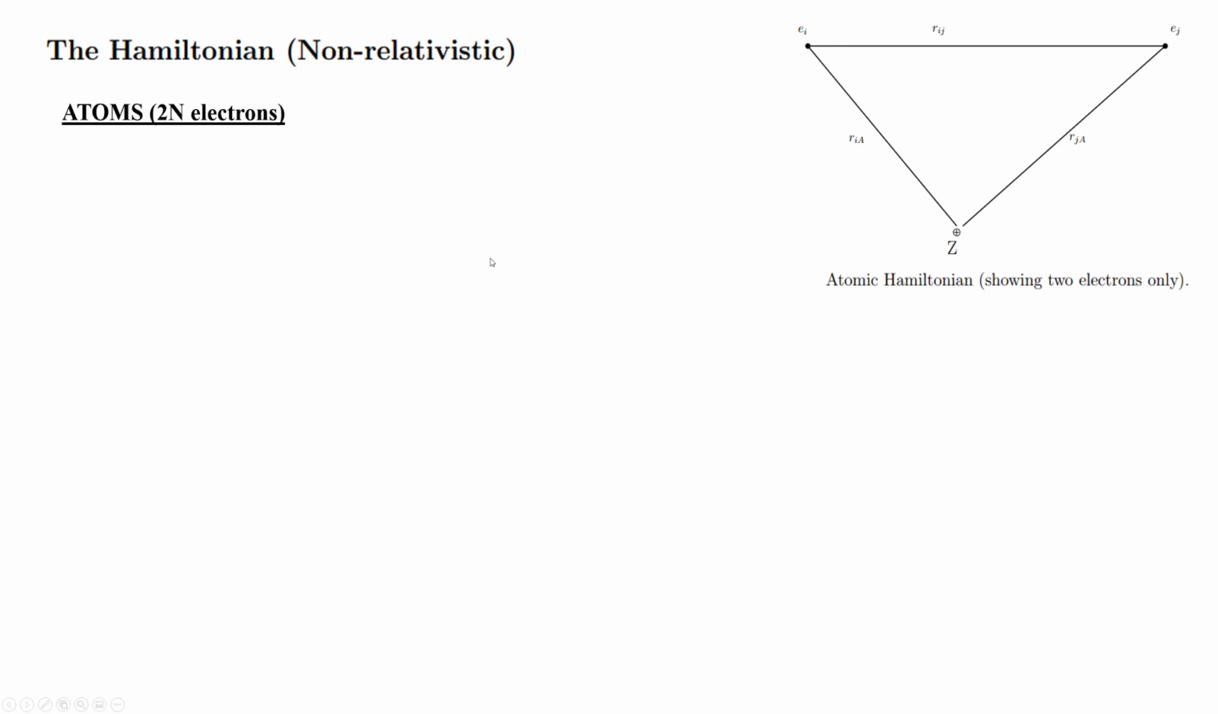Now, how do we write the Hamiltonian for any system? For example, if I have the atomic Hamiltonian, as you see here, we have one nucleus and two electrons, electron i and electron j. Here we have attractive forces between the first electron i and the nucleus A, and also attractive forces between electron j and A, and also a repulsion between these two electrons, r_ij. Right? Now, how do we write the Hamiltonian for this system?